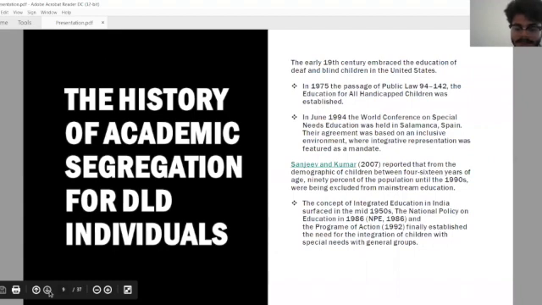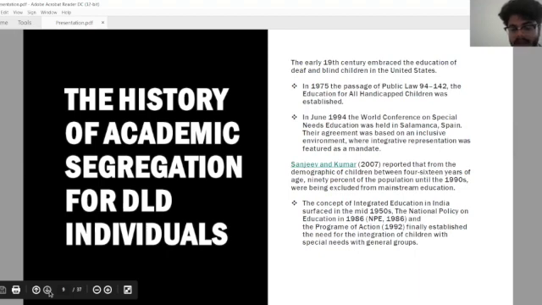But the misconception about these disabilities being contagious, being able to harm other people, harm other students in this context, remains in the classroom. In 1975, with the passing of the Public Law 94-142, the Education for All Handicapped Children Act ushered in a new element of disability representation in US academia. In June 1994, the World Conference on Special Needs Education was held in Salamanca, Spain, and their agreement was based on an inclusive environment where integrative representation was featured as a mandate.